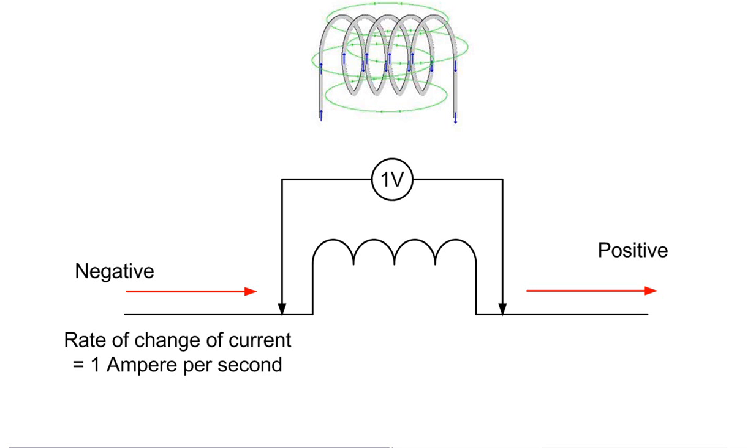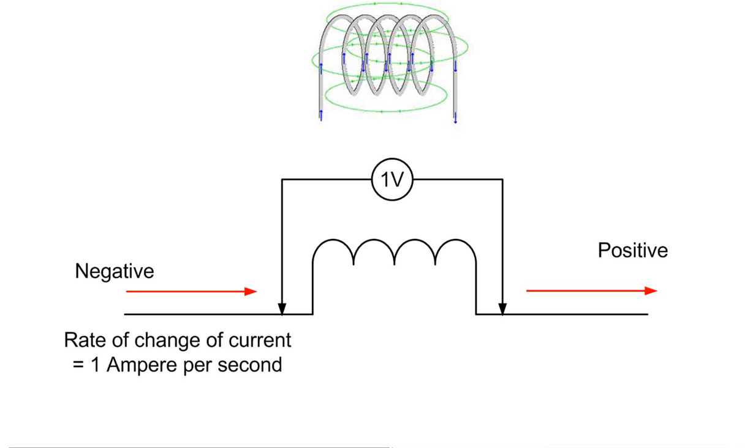The reason why the inductor gets a voltage across it is because when we try to make a current flow through an inductor, the inductor gets a magnetic field around it, and that magnetic field is changing because the current is changing. If the rate of change of current is 1 ampere per second and that produces a voltage across the inductor of 1 volt, the inductance is 1 Henry.